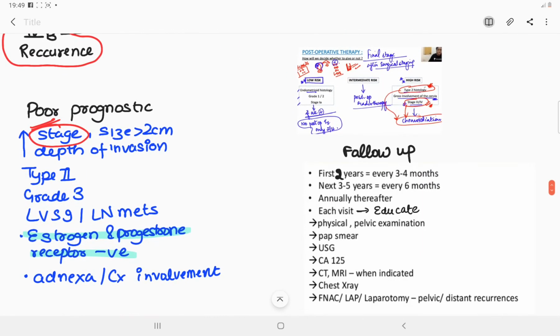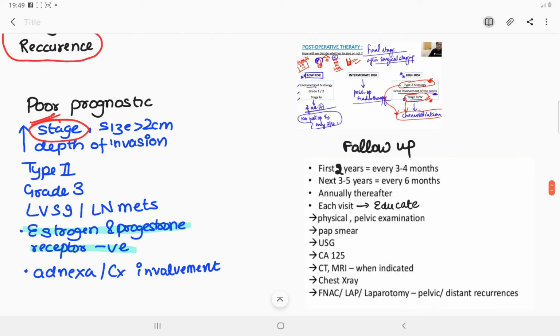Then what are the prognostic factors? Most important is the staging. The higher the stage, the poorer the prognosis. Then size: if size is more than 2 centimeter, more depth of invasion, type 2 endometrial cancer, grade 3, any lymph node mets or lymphovascular invasion, estrogen and progesterone receptor negative, and adnexal or cervical involvement are considered poor prognosis.